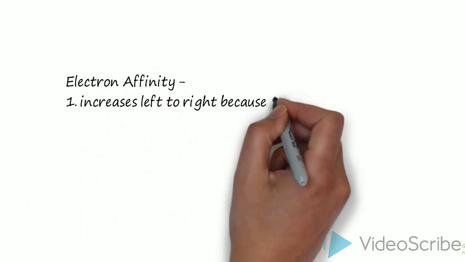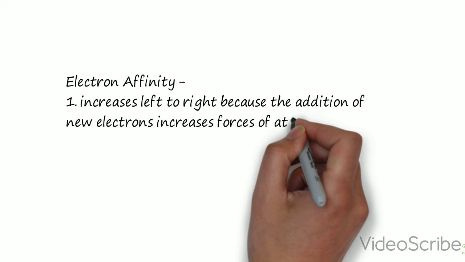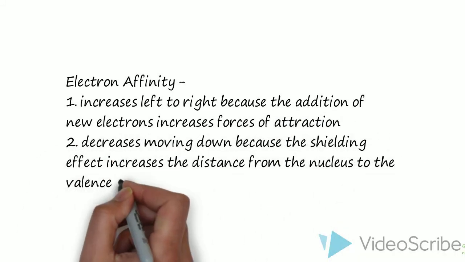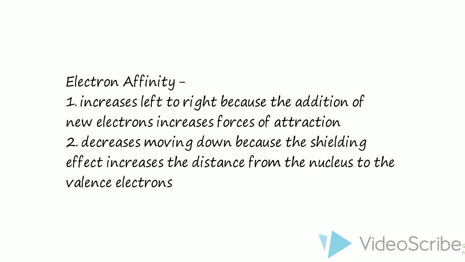Electron affinity, to summarize, increases from left to right because the addition of new electrons increases the force of attraction. It also decreases moving down because the shielding effect increases the distance from the nucleus to the valence electrons.